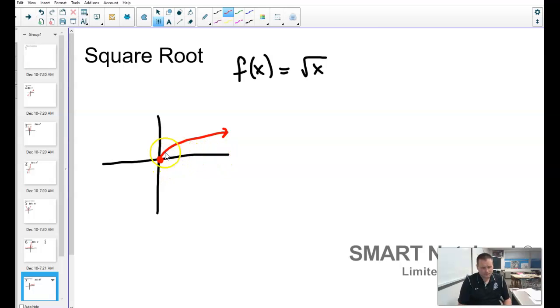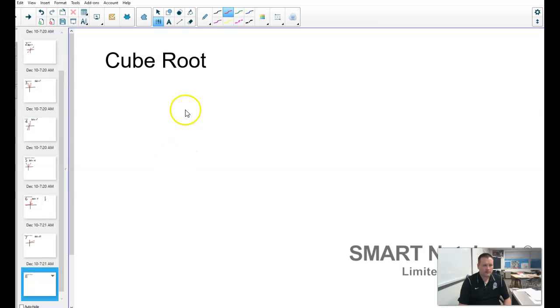All right, so that is our square root. Again, it'll never go into the negative for my parent function like that. It starts here and goes the one direction, going up and to the right. Okay. And then the last one is a cube root. So obviously my equation is just going to be the cube root of x.